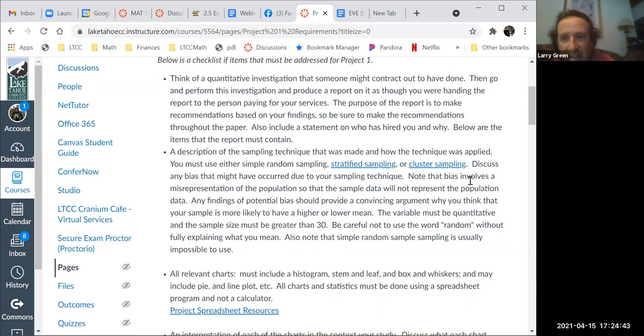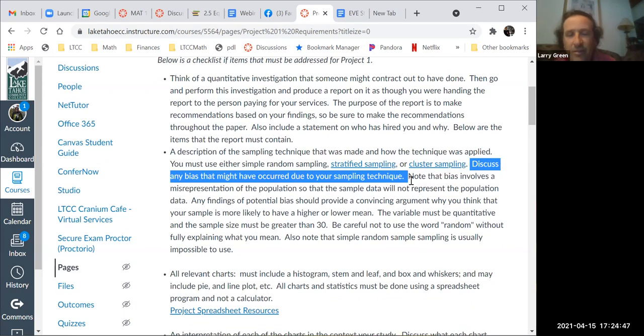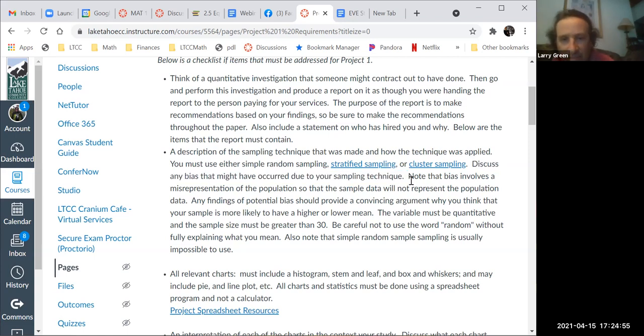In your project, you're going to discuss a bias that might have occurred due to the way you conducted your sample. If you think there's no bias, you're wrong. It's not possible to have no bias. I'm not going to read every word of this because this is all from the syllabus. You can click on it and read it.